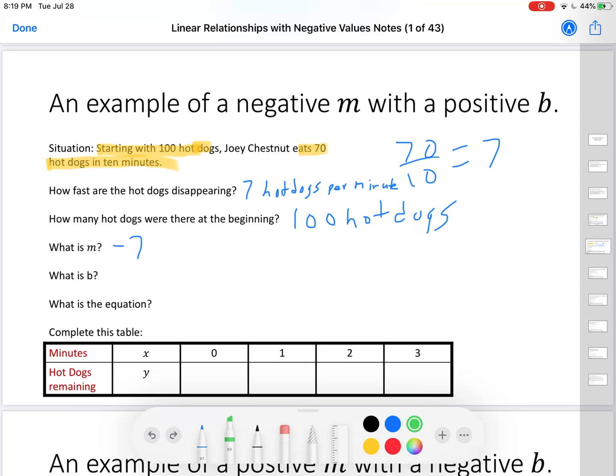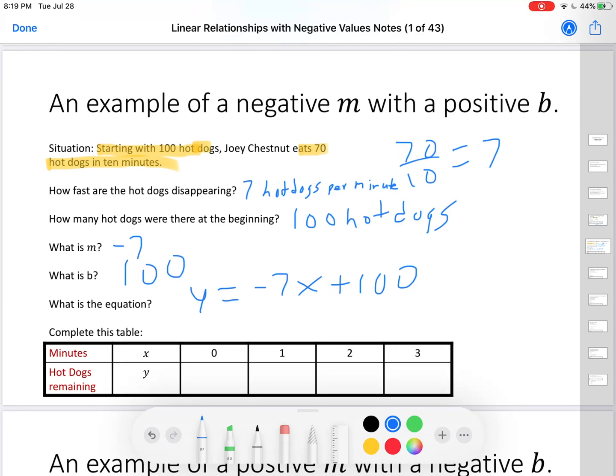What is B? Well, what's the start amount? It's 100. Is it positive 100 or negative 100? Do we owe 100 hot dogs to someone? No, we are given a big giant platter with 100 hot dogs on it. So B is positive 100. So the equation is y equals negative 7x plus 100. Plus 100 because it's positive 100. Negative 7x because it goes down by 7.